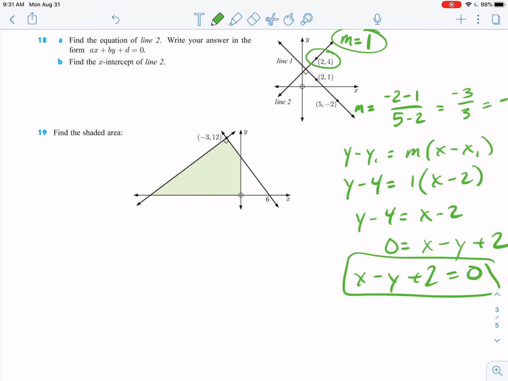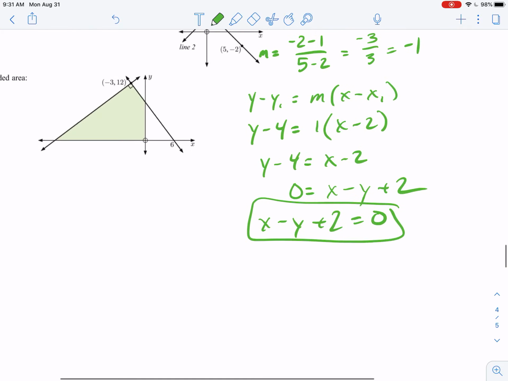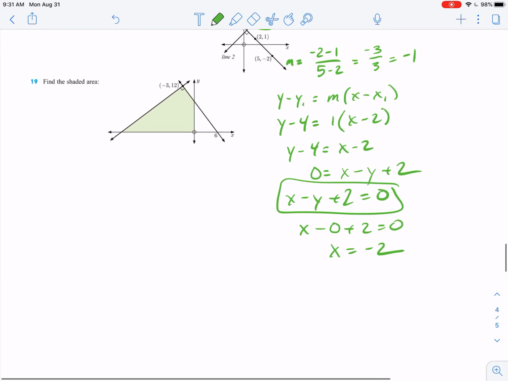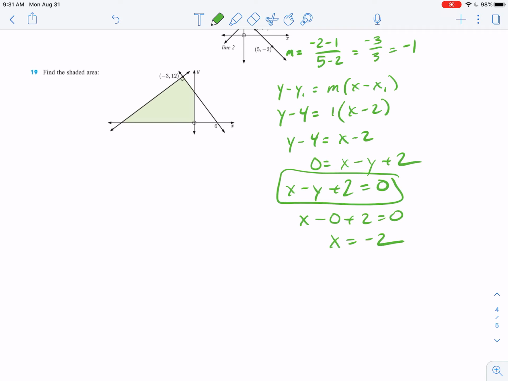Okay, so find the x-intercept of line 2. The x-intercept is when y equals 0. So when y equals 0, I have x minus 0 plus 2 equals 0. So that means x equals negative 2. Cool. Okay, now this next one is a little bit more interesting.